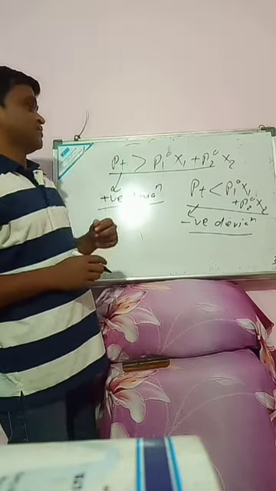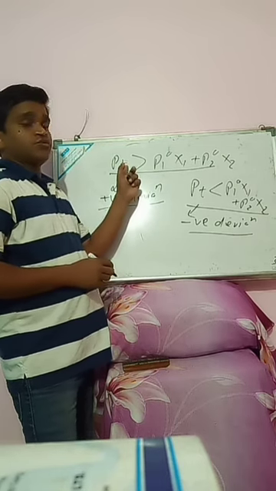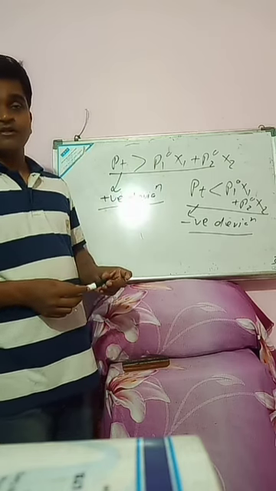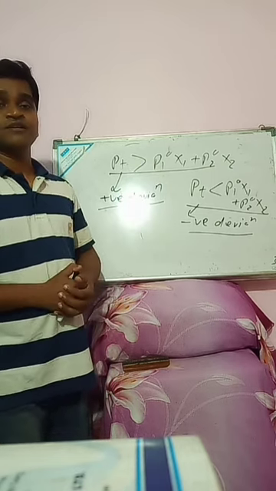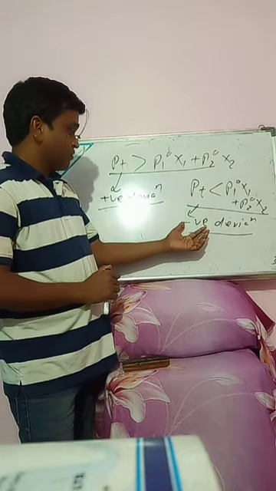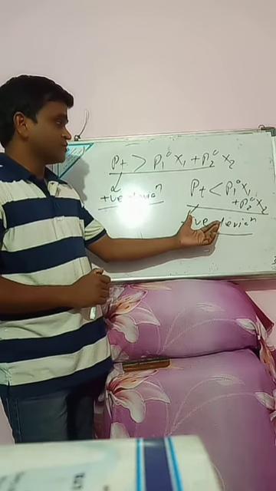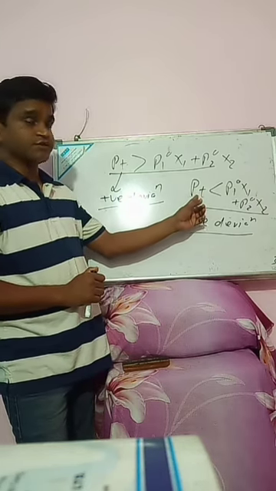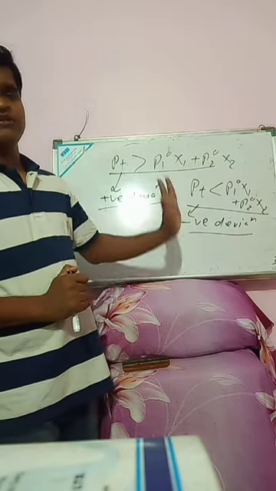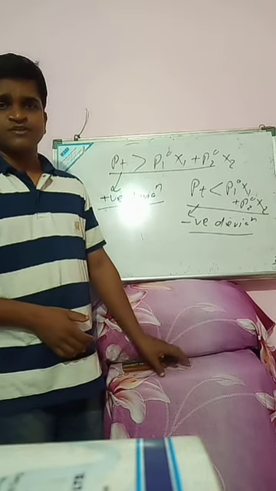So which non-ideal solution shows positive deviation? The solution where the total vapor pressure is greater than that expected in Raoult's law is said to be a non-ideal solution showing positive deviation. Similarly, what are the non-ideal solutions showing negative deviation? The non-ideal solution where the total vapor pressure is less than that expected in Raoult's law is called a non-ideal solution showing negative deviation.